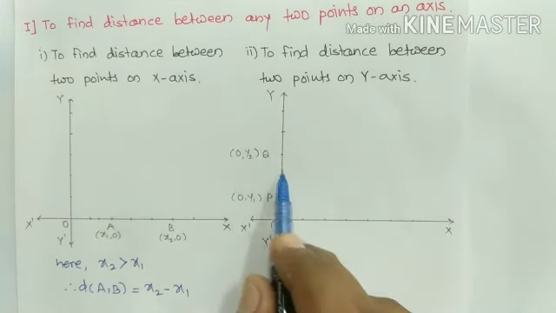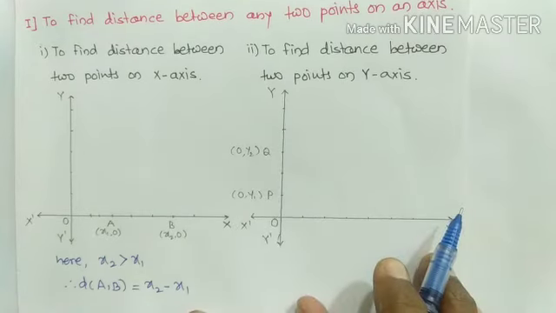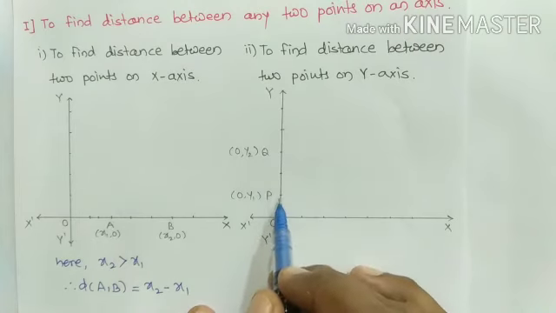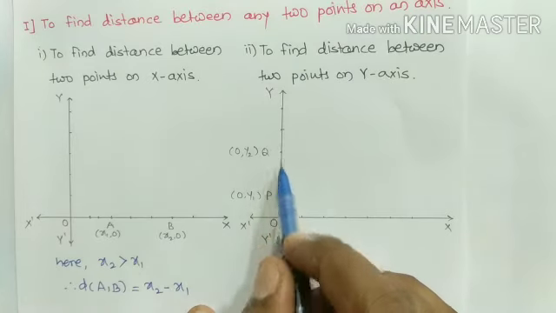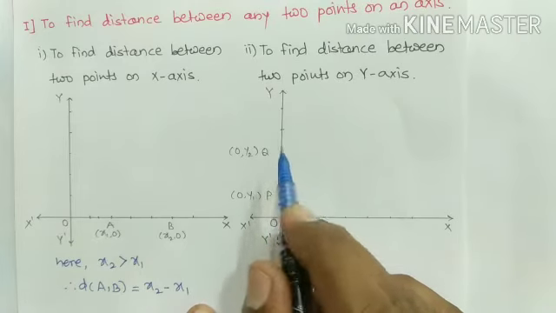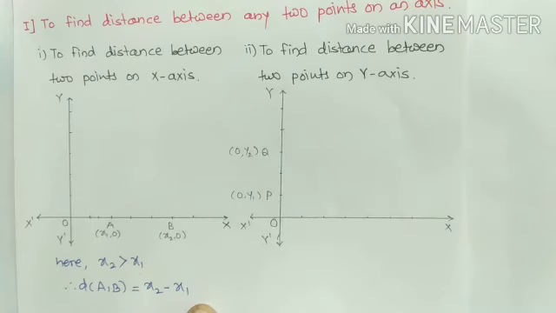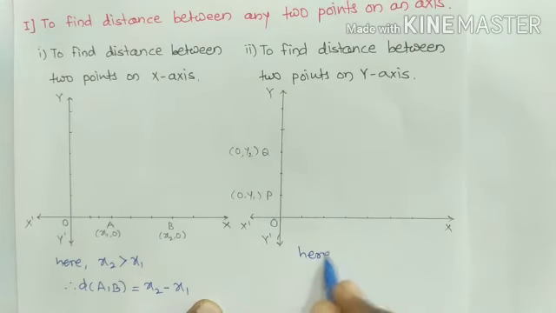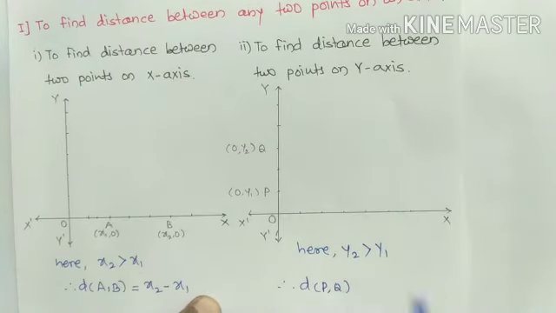The x coordinate of any point on the Y axis is 0. So to find the distance between these two points, here point Q is on the upper side of point P. On the y axis, as we go upward, the coordinates of the points increase. That's why here y2 is greater than y1. See here, y2 is greater than y1 and therefore distance PQ equals y2 minus y1.